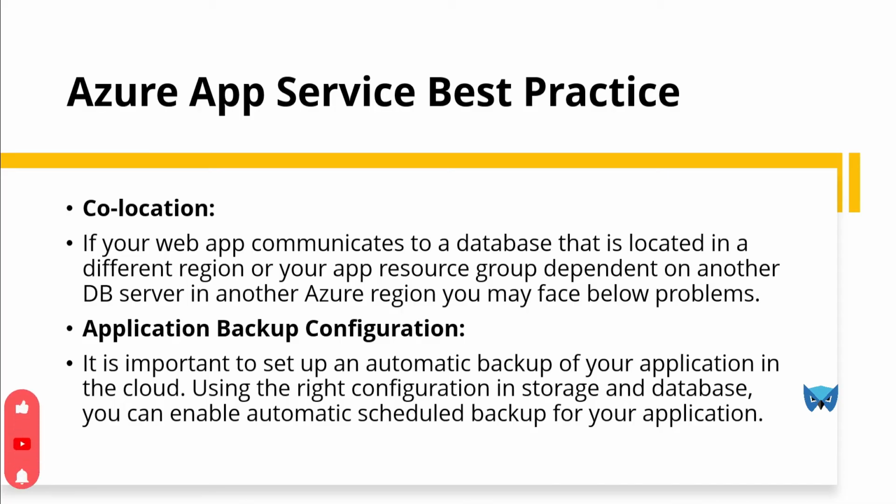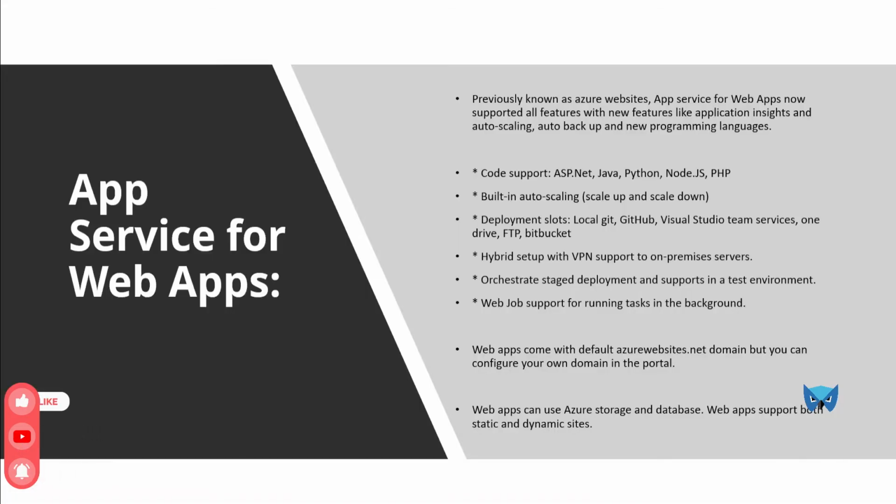As I said earlier, let's see App Services for web apps. Previously known as Azure Website, App Service for web apps now supports all the features with new ones like Application Insights, auto scaling, auto backup and new programming languages like ASP.NET, Java, Python, Node.js, PHP, React and Angular. There is also built-in auto scaling, scale up and scale down. That means if your web app is loaded with heavy usage, it will automatically scale up and then automatically scale down.